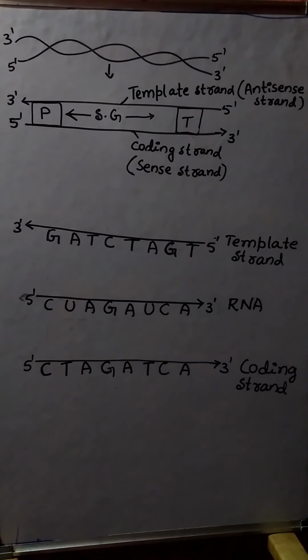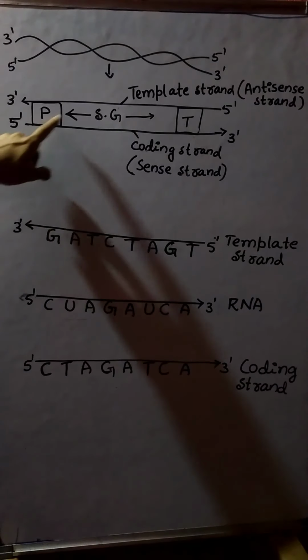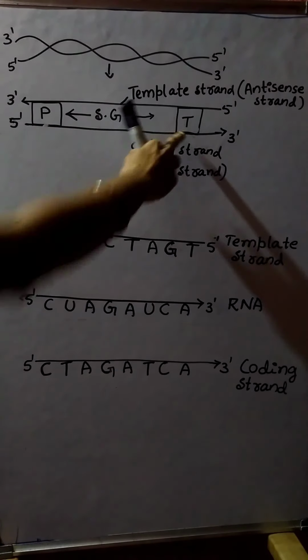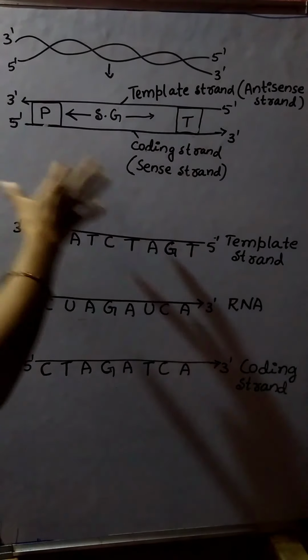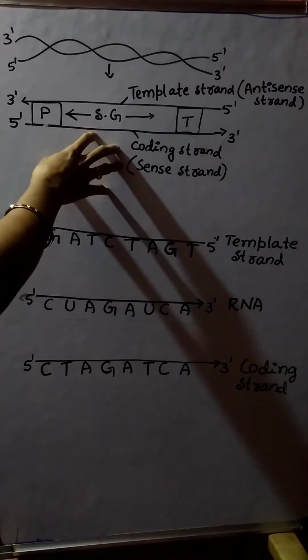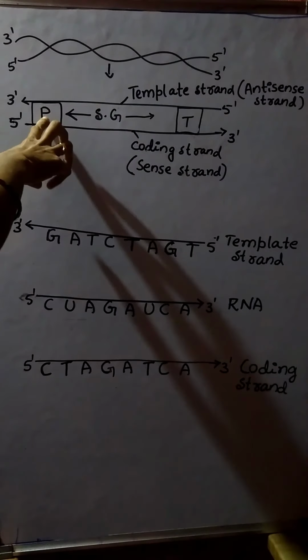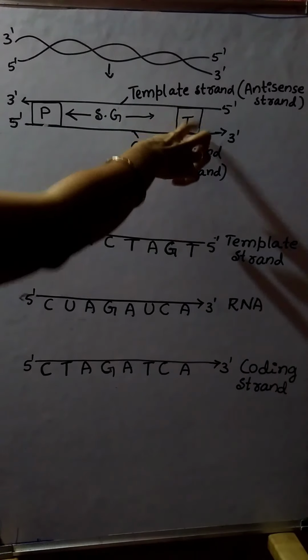Hello students, in the last class we have discussed the transcription unit. The transcription unit is present on DNA, and it contains three regions: promoter, structural gene and terminator.